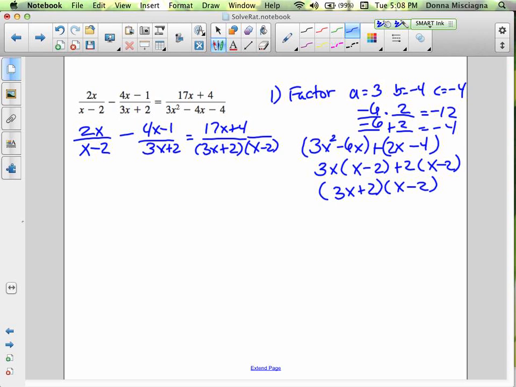What we can do, though, is multiply by the least common denominator. So we need an x minus 2 because the first expression has an x minus 2 in the denominator, and so does the one on the right there. And we need a 3x plus 2 because the second expression has a 3x plus 2, and so does the one on the right. So this is going to be our least common denominator, and we're going to multiply every term by x minus 2 times 3x plus 2. So this guy needs an x minus 2 times 3x plus 2.